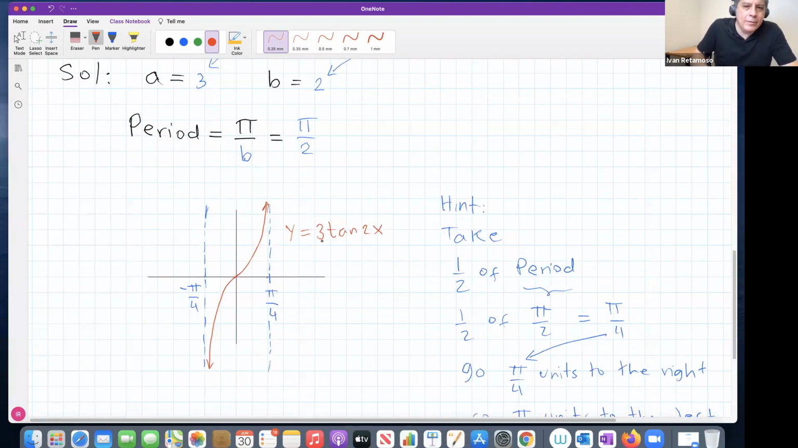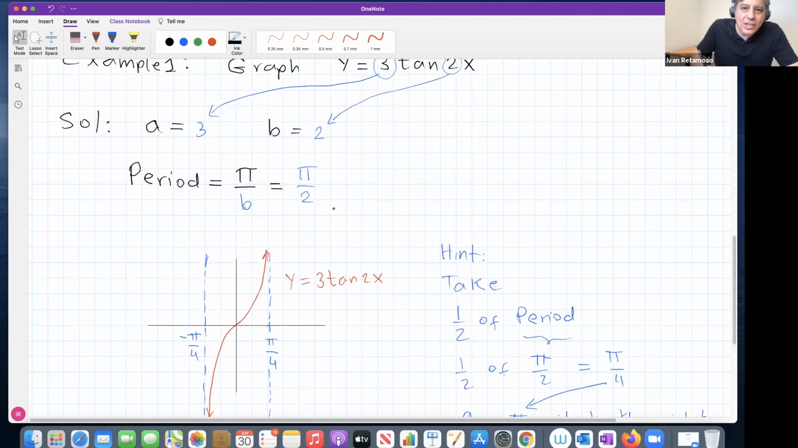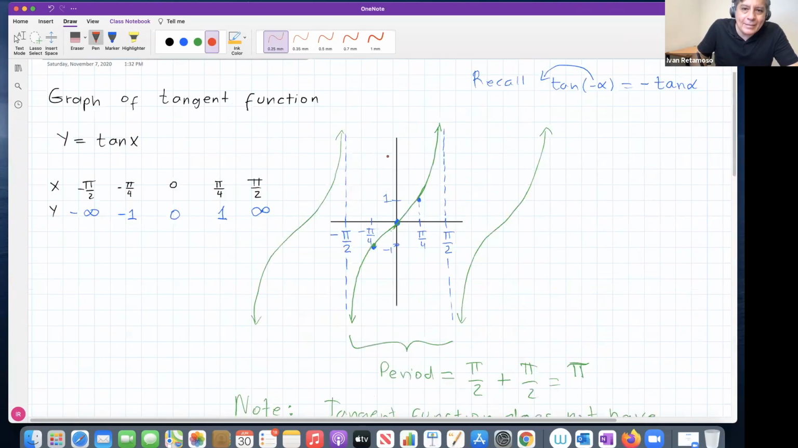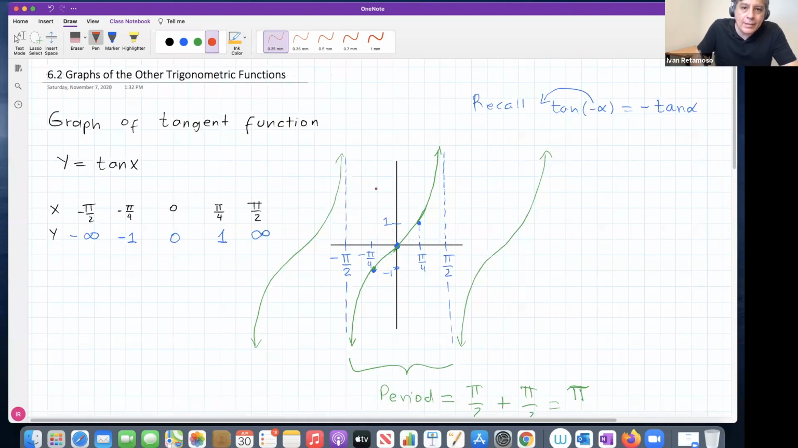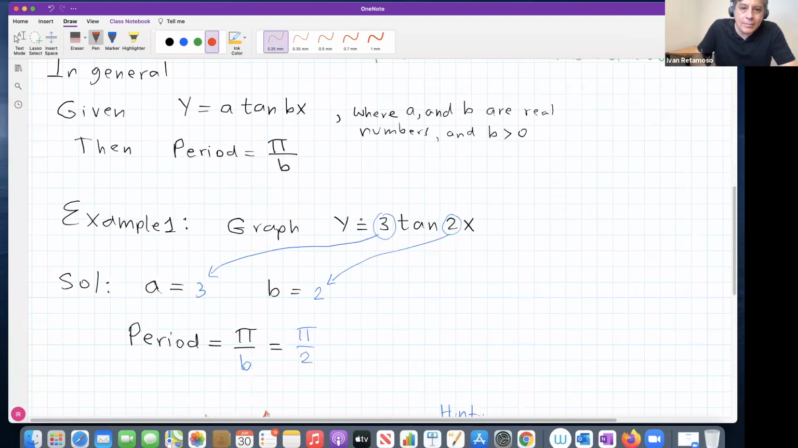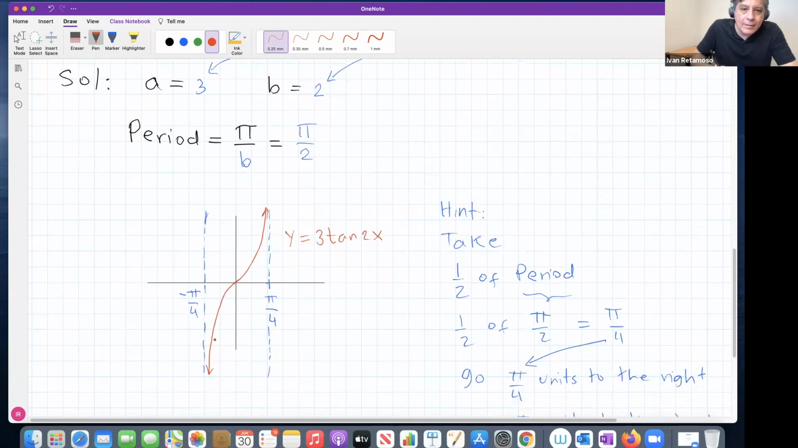You may say, Professor, what happened with this number 3? That number 3 is just stretching this original chair vertically, right? If you want to make sense of that number 3, it's stretching. But it's a chair, and it's enough to graph what happens over a period. It repeats itself to the right, it repeats itself to the left.